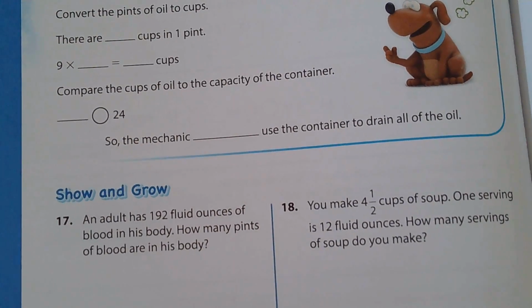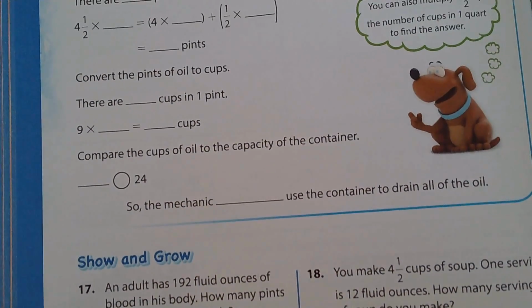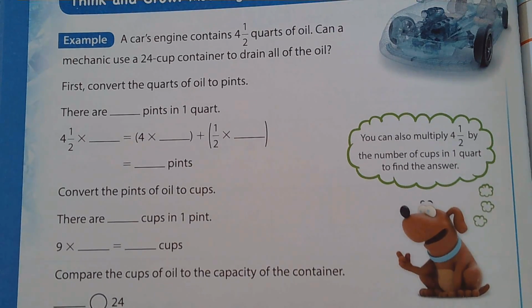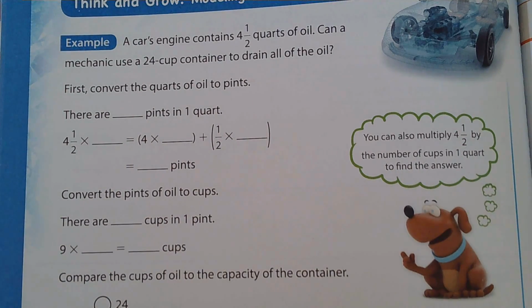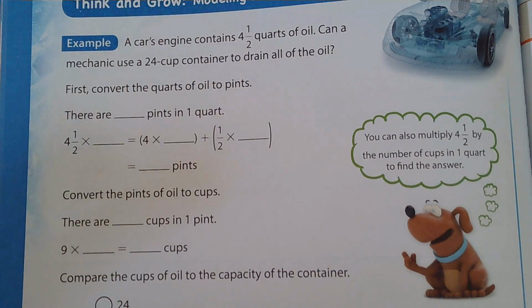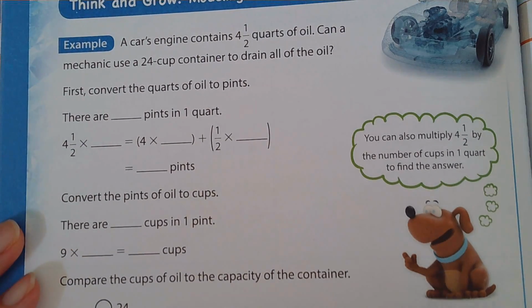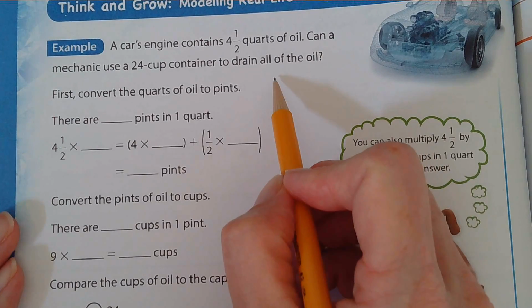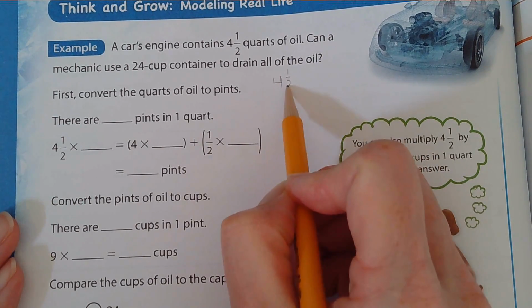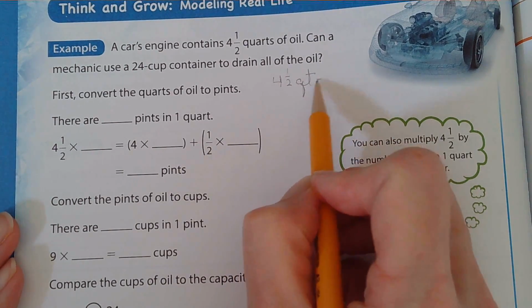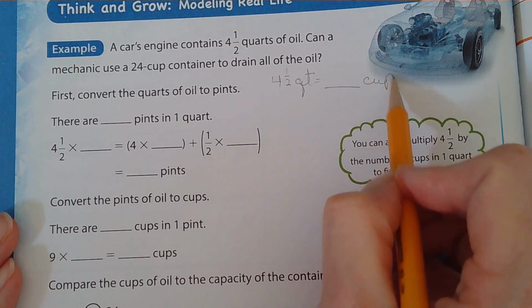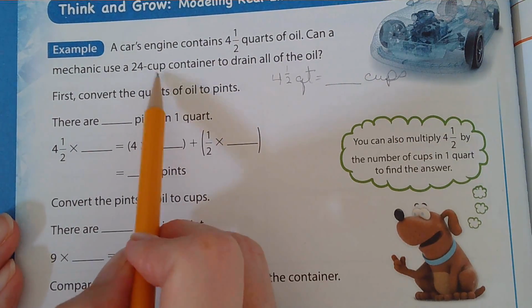All right, let's look at your example on page 542. Let me pull this down a little bit. Okay, let's look at this example together. A car's engine contains 4.5 quarts of oil. Can a mechanic use a 24-cup container to drain all of that oil? So a container that holds 24 cups, will it drain all of the oil? Okay, so we are really, in essence, converting 4.5 quarts. We need to see how many cups that is, and if a 24-cup container will hold it.